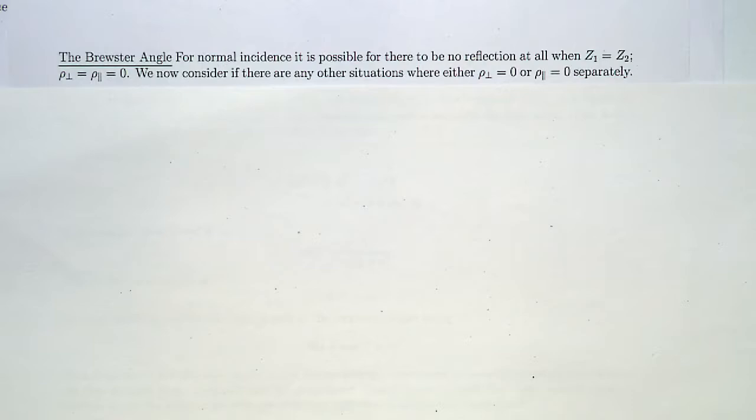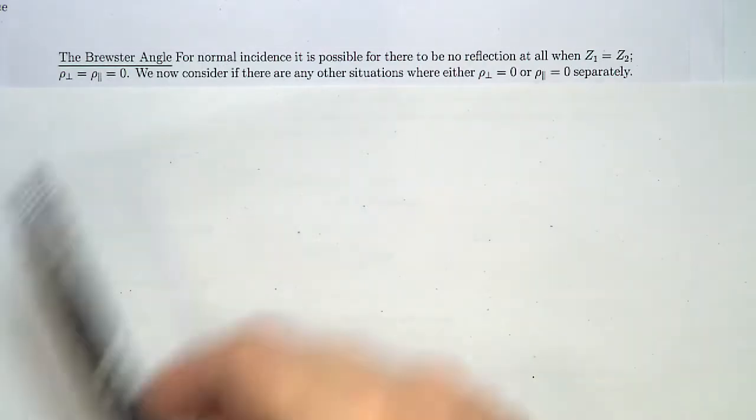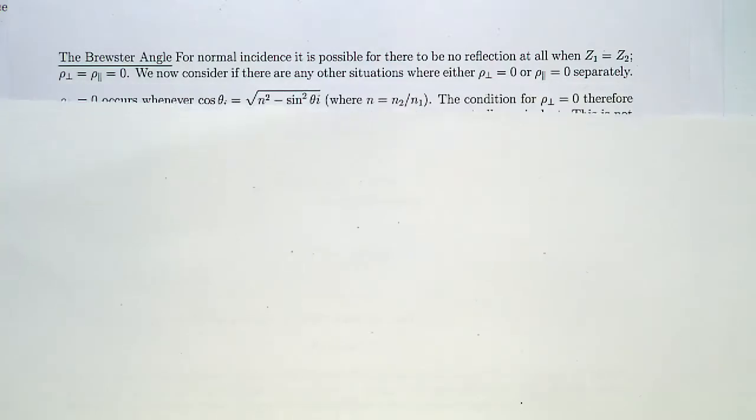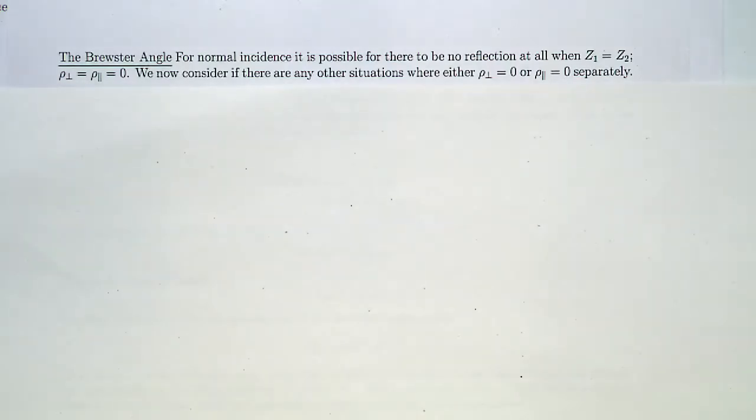However, there may be other situations. So at normal incidence when Z1 equals Z2, both reflected components are equal to zero. Are there any other situations where one of them can be zero but the other one isn't? Because in that situation, that would mean that that boundary would give rise to a polarizing effect.